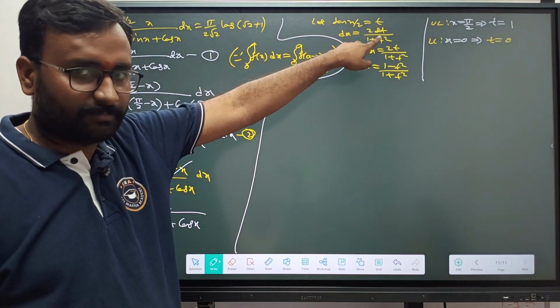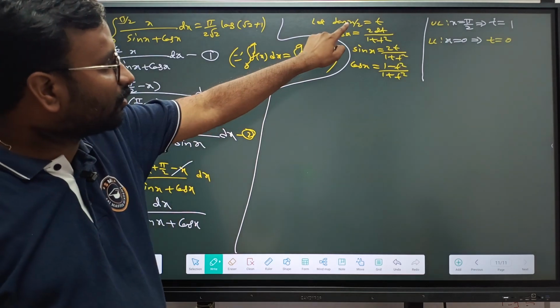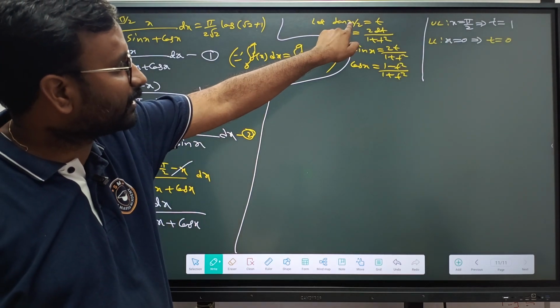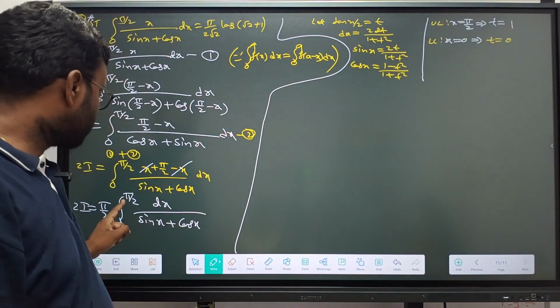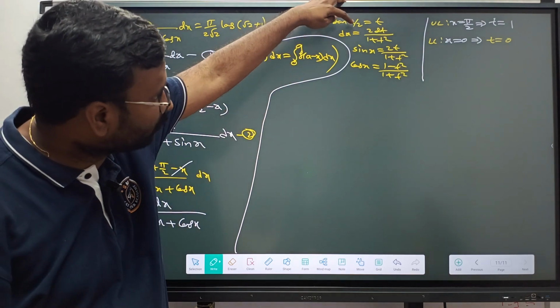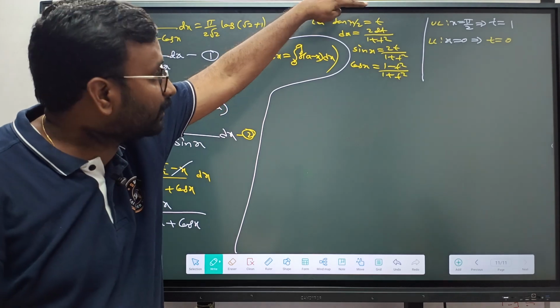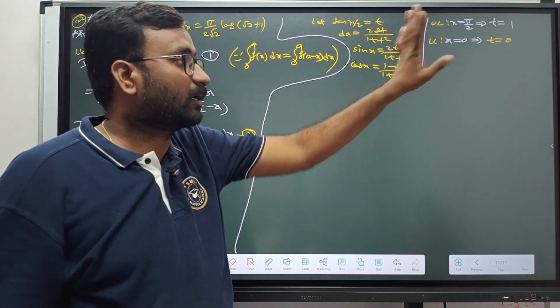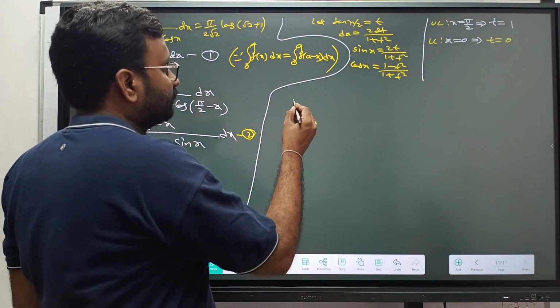Tan x by 2 is equal to t, right? What is the x value or lower limit? Right here 0. Tan 0 by 2, tan 0, 0, t is 0. Next here, what is the upper limit of x? Pi by 2. Substitute pi by 2. Pi by 2 by 2, pi by 4. Tan pi by 4, 1. T value, 1. So, these are x values, those are t values. Now substitute here.